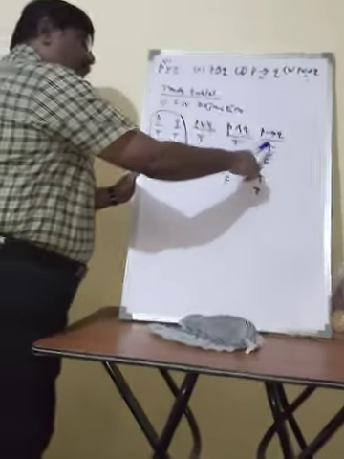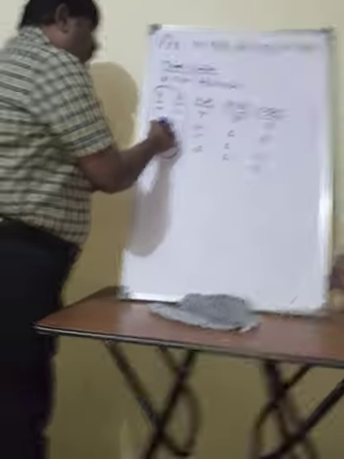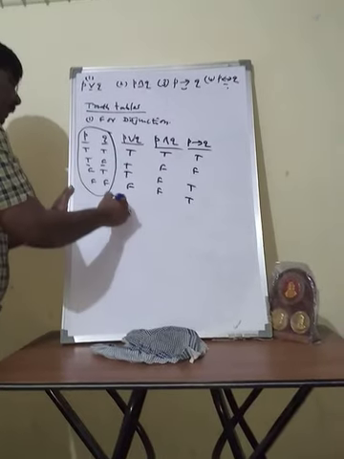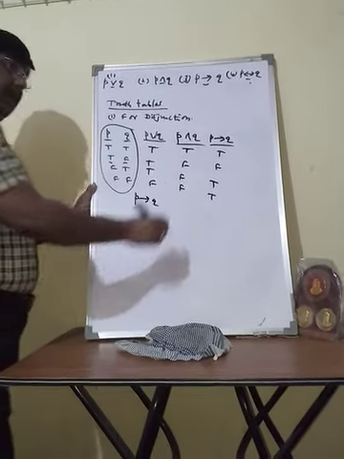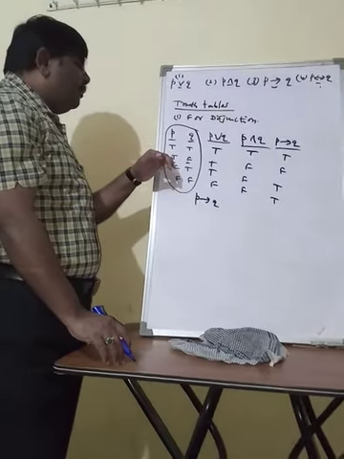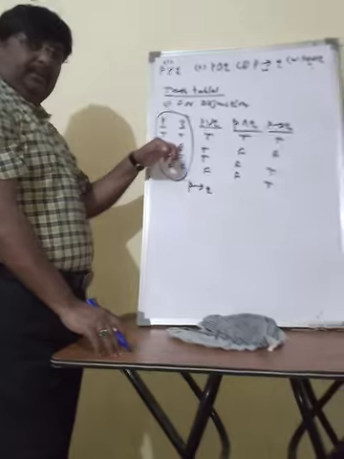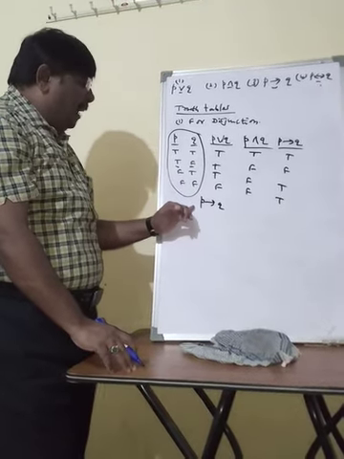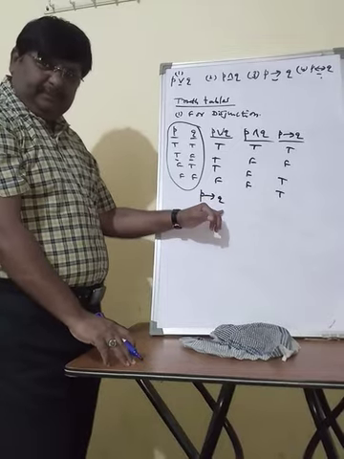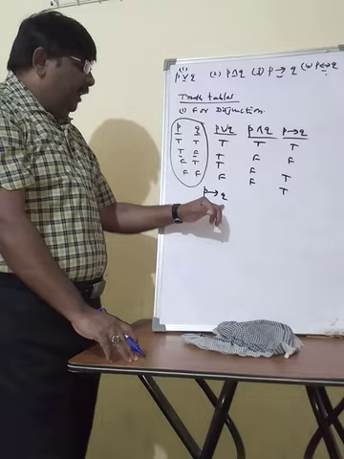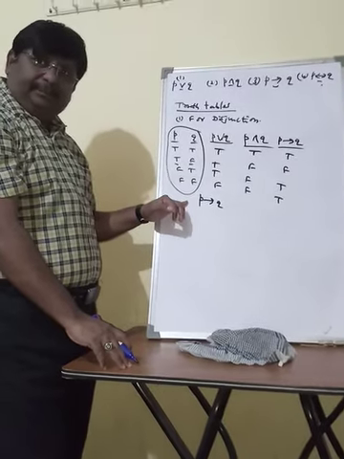Conditional is false only when the first proposition is true and the second proposition is false. In the conditional P to Q, it is false only when the first proposition is true and the second proposition is false, because it is if-then. If P happens, Q should happen. It is necessary. If Q is happening, there is no necessity for P to have happened.